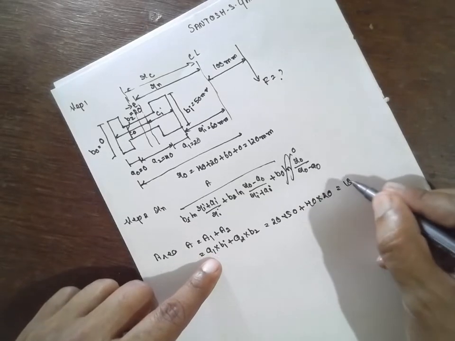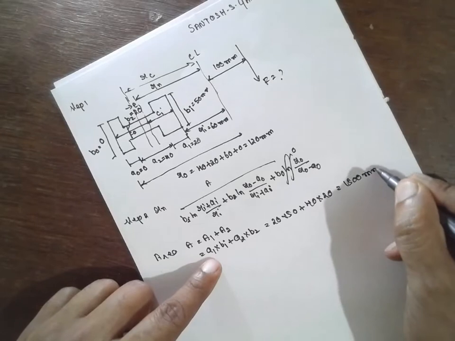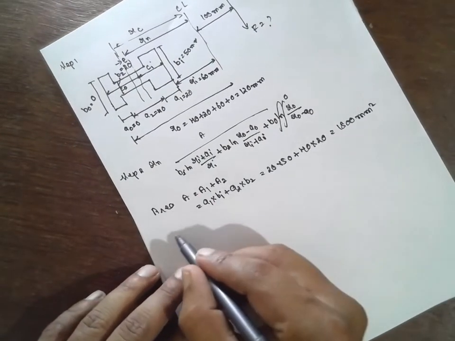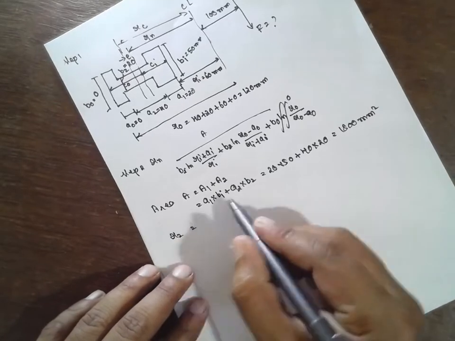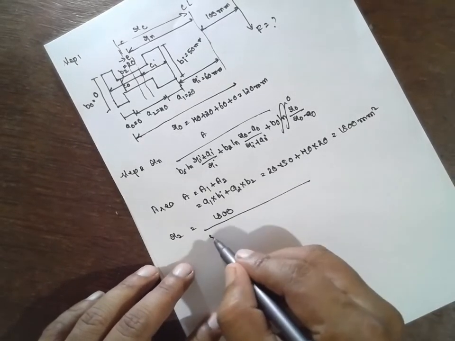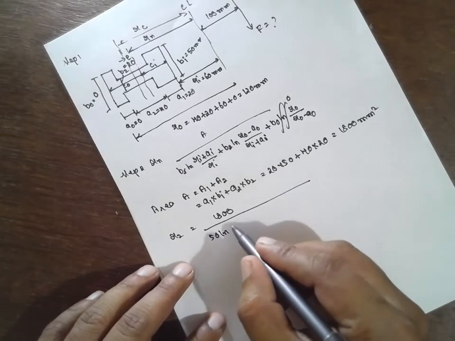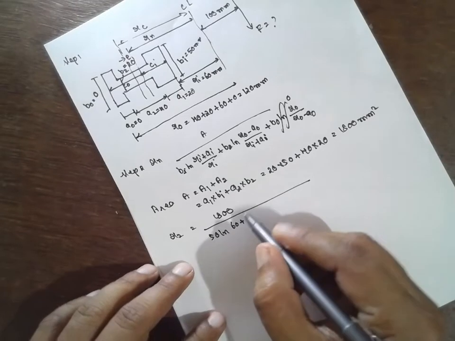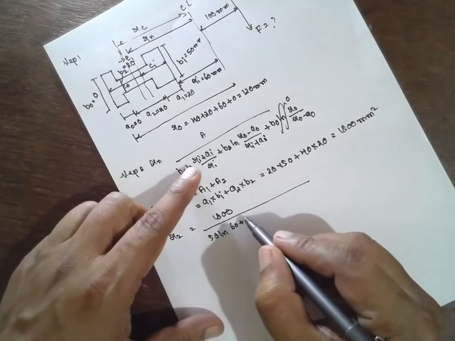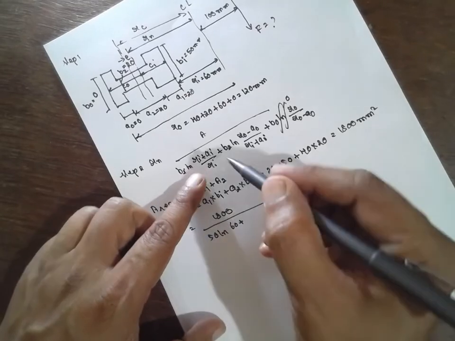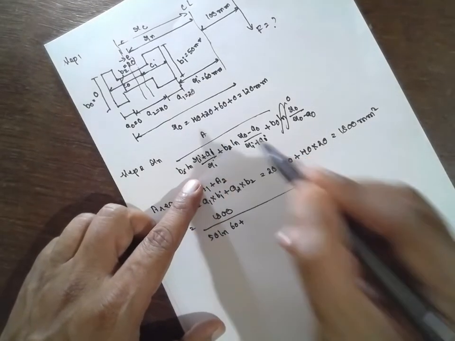The answer will be 1800 mm square. Next, I will go for finding this RN value. RN is equal to 1800 by 50 LN. RI is equal to 60 plus... I have to go for A1, it is okay.